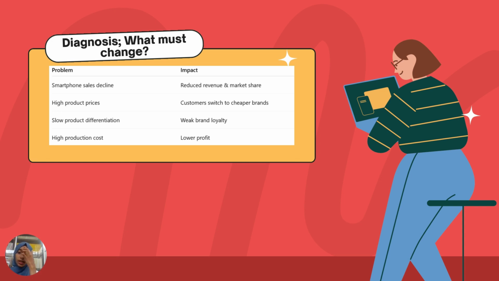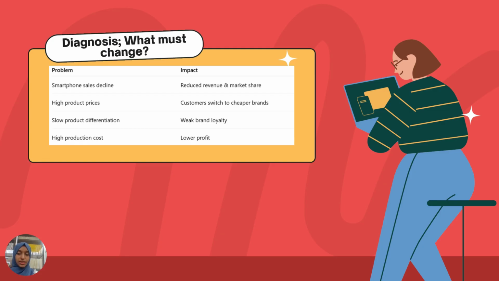Problem number two is the high product prices. As customers switch to cheaper brands, when the phones are too expensive, people choose more affordable options from brands like Xiaomi or Oppo. The company might need to adjust pricing strategies or offer mid-range alternatives. Problem number three is the slow product differentiation. The impact of this is weak brand loyalty. If every new phone looks or performs too similarly to previous ones, customers lose excitement. Competitors offering unique features may attract them, so innovation and distinctive design become critical.